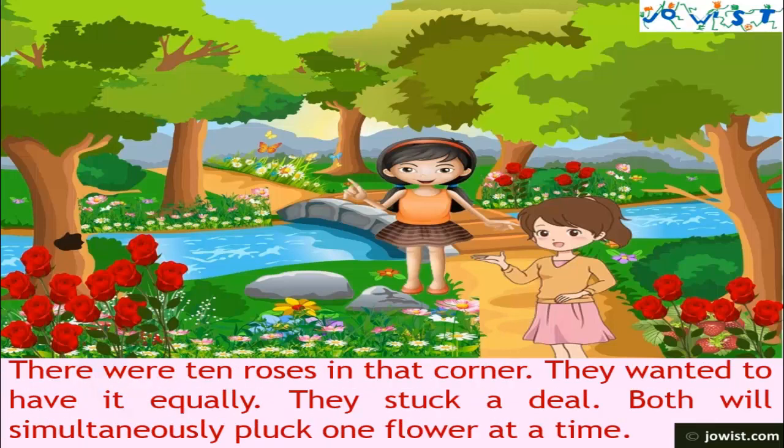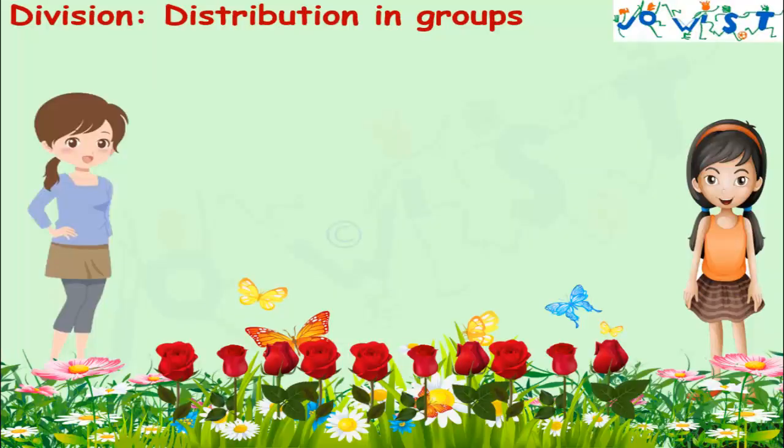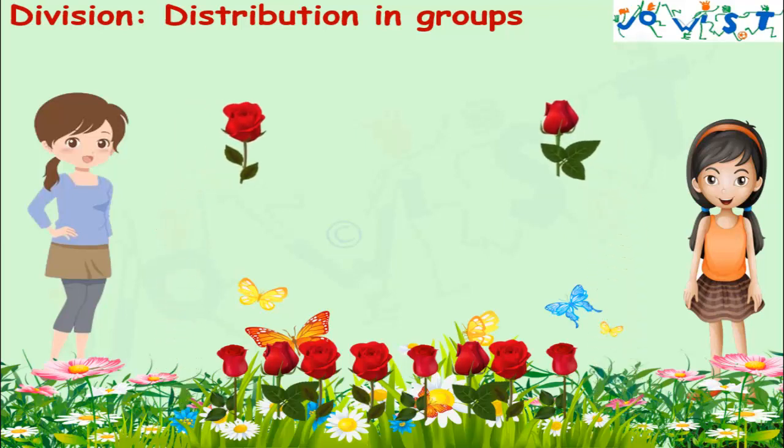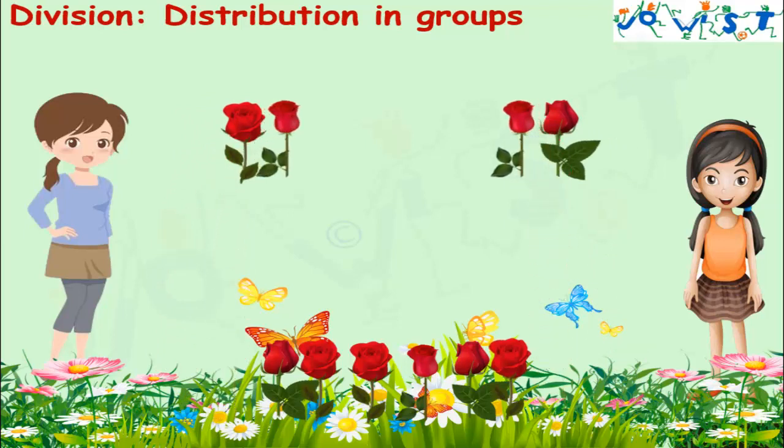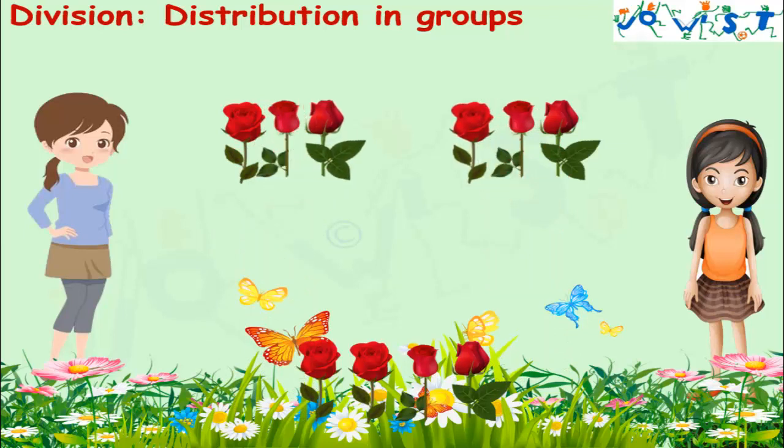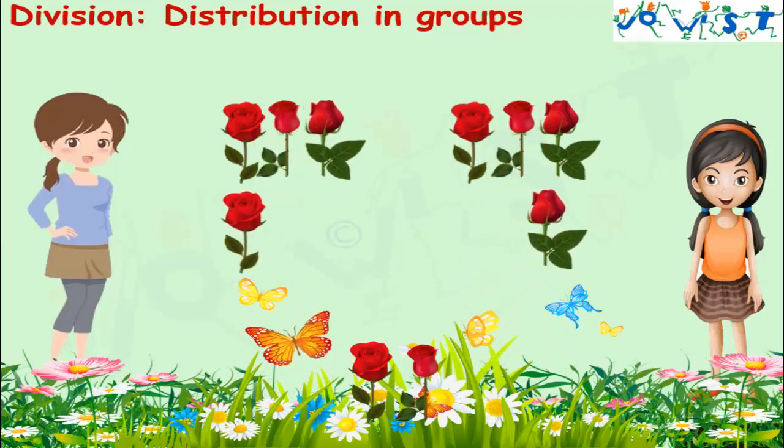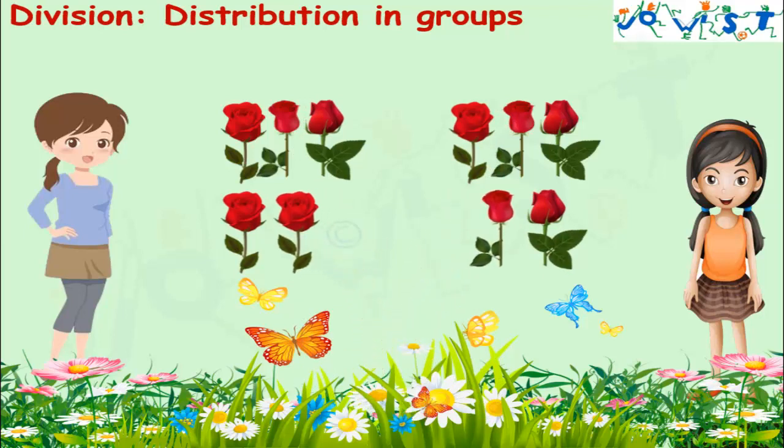There were 10 roses in that corner. They wanted to have it equally. They struck a deal. Both will simultaneously pluck one flower at a time. Now let's see how Priya and Neha started to take flowers. One flower Priya, one flower Neha. Again 2 each, then 3 each, then 4 each, and at last 5 each.